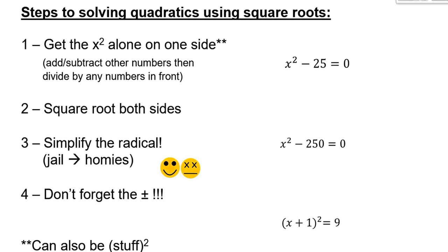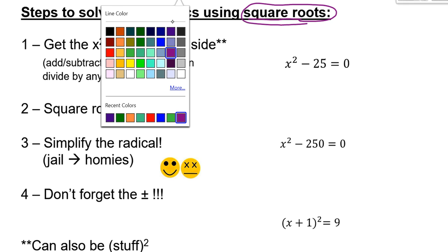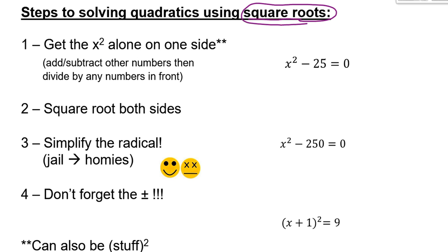Okay, next method we're going to talk about is using square root. Sometimes you get an equation that just looks like this, or something similar to this, right? There's basically no bx, no middle term. And when that happens, instead of trying to factor it out and figure what goes where, you can use this other method that's called solving by square roots.